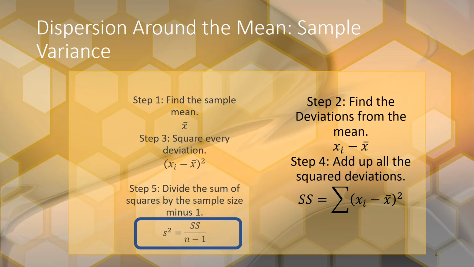Step 3, you're going to square every deviation. Again, this is like step 3 in the population variance slide. Step 4 is add up all the square deviations to find the sum of squares. Step 5 is slightly different. You're going to divide the sum of squares by the sample size minus 1. So we use little n for the sample size, and then we're going to subtract 1 instead of just having n by itself. And we're going to use s squared for the symbol for sample variance instead of sigma squared, which is for the population variance.